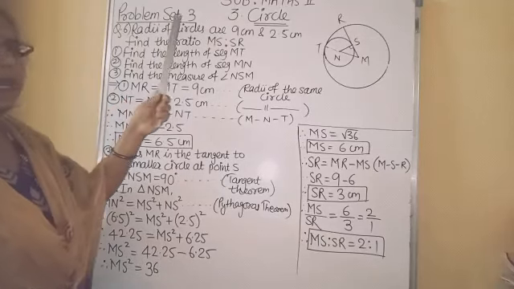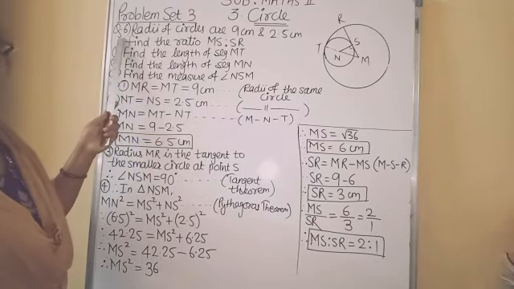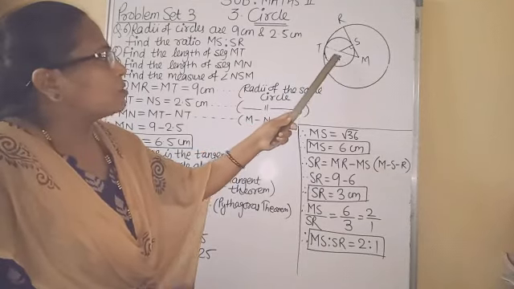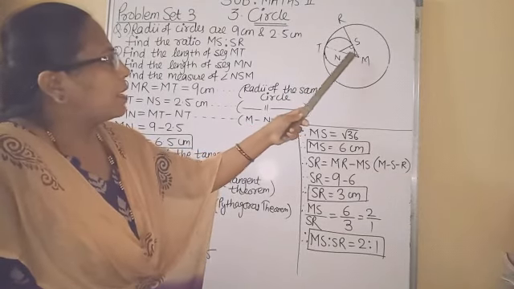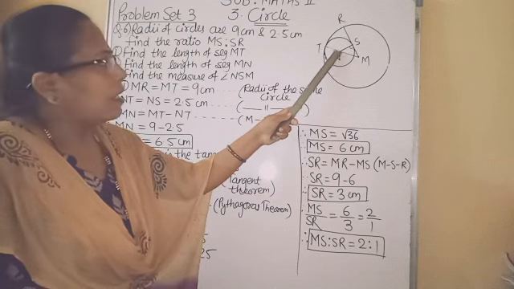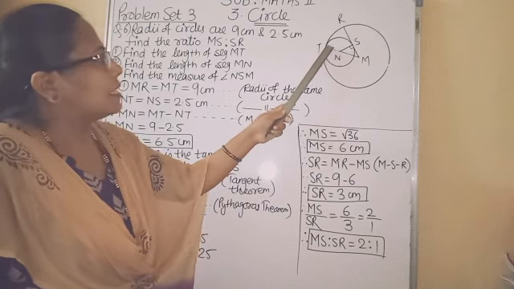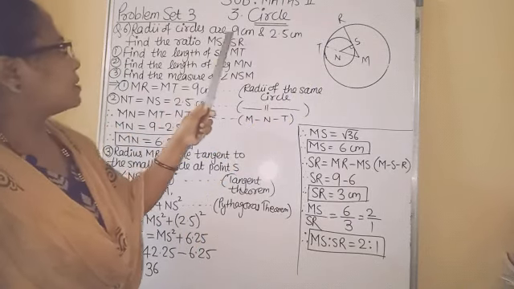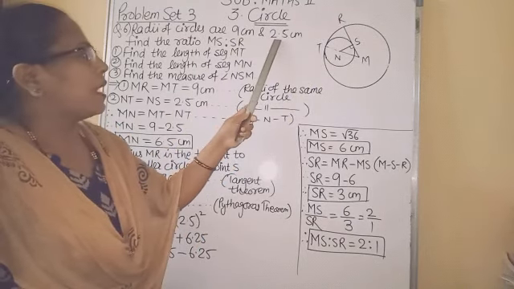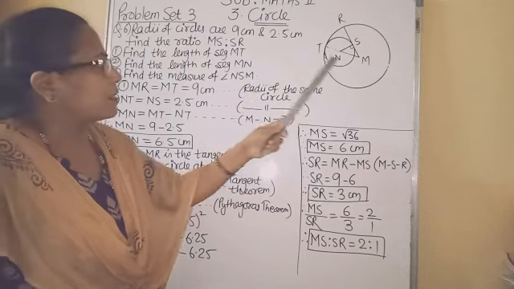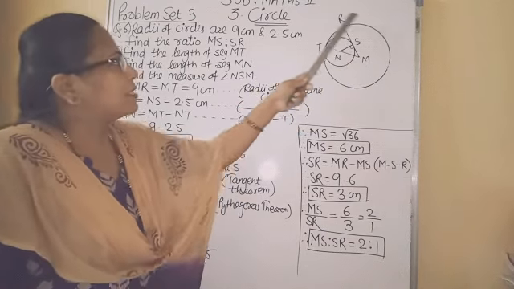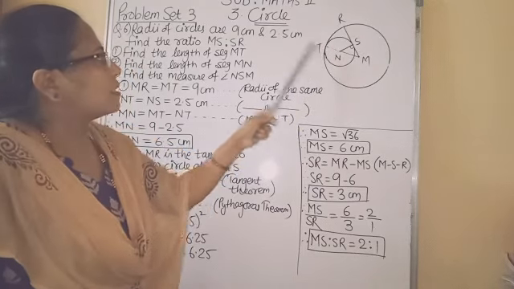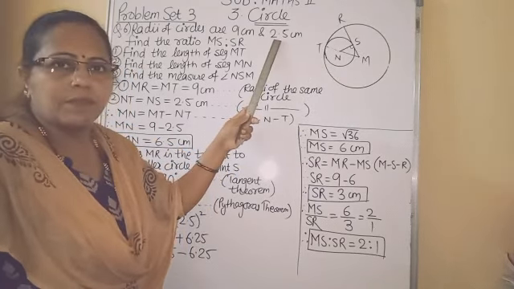Question from problem set 3. Question number 6. Students, here in this figure there are two circles with center M and center N, and both the circles touch internally at point T. Radii of the circles are given 9 cm and 2.5 cm. That means the radius of this bigger circle is 9 cm and the radius of this smaller circle is 2.5 cm.